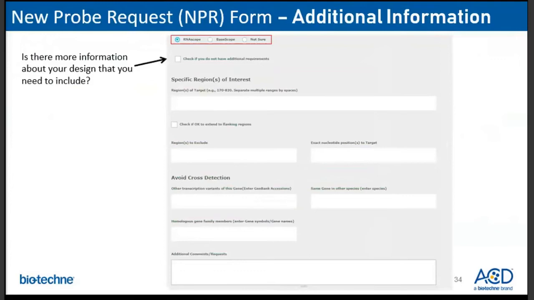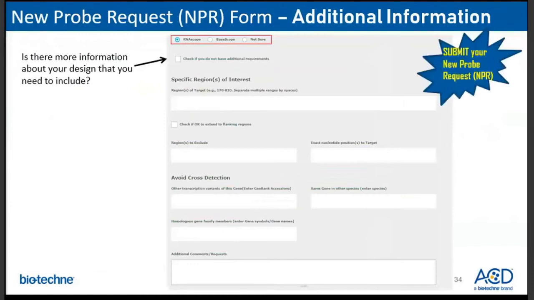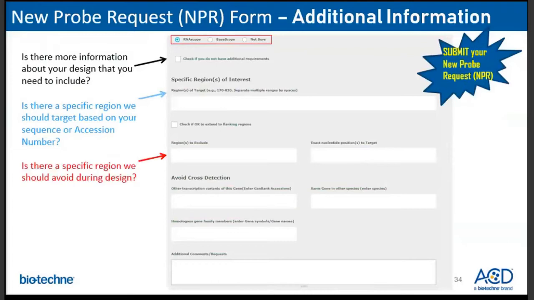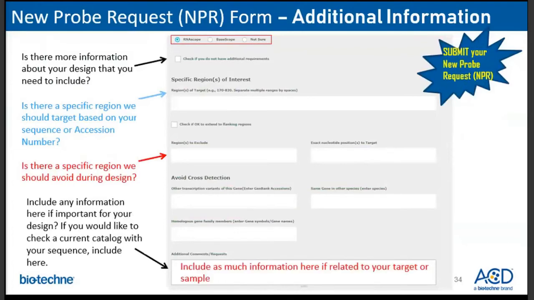More information that can be included on your new probe request: is there any additional information that you would like to include on your design? Is there a specific region of interest that we should target for your design? Is there a specific region we should avoid? And any other information that will help us design your preferred target probe can be input here in the additional comments or request section.